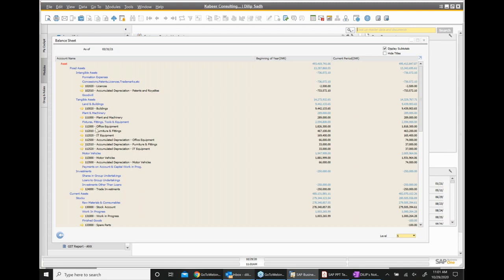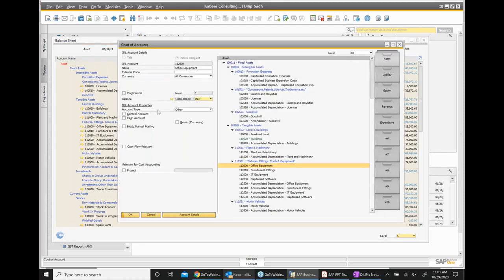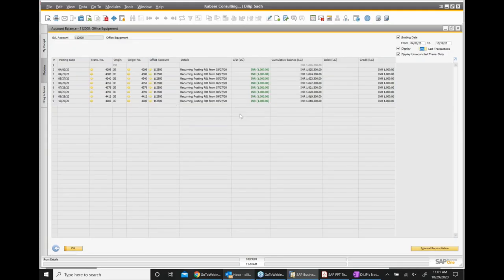If you want to go to office and equipment here, this account for example, and you click on it, this account tells me that my balance is this much. Now I want to see the detail of how this account comes. Then if we click on this button, it will take you to the balance. So this is a summary. This is a balance of 182,630, and this is coming from recurring postings on this day, this day, this day, and this day.